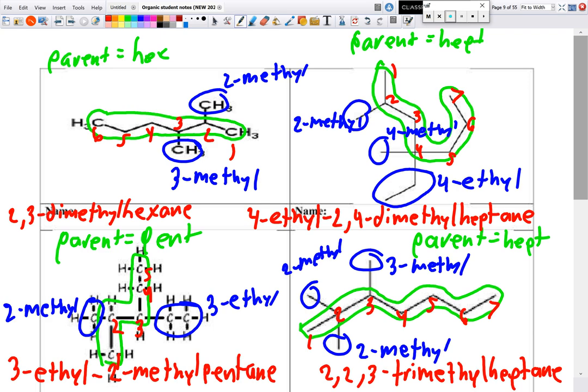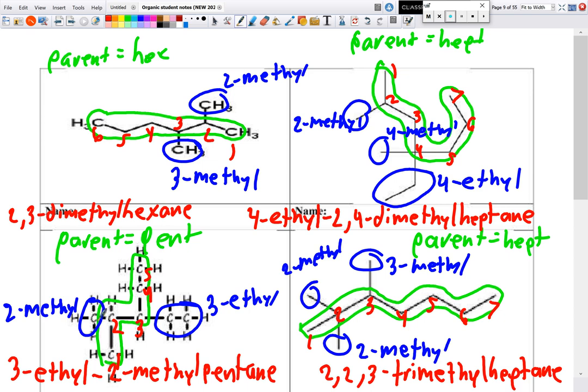All right, and I know this looks like a lot here, but these are the answers. So our first one right here, we can tell we have 2 and 3 methyl, so we go 2,3-dimethyl hexane for that one there. For our other one, our longest continuous chain is hept. We see methyl branches off 2 and 4, and an ethyl off 4 as well. So we have to go 4-ethyl, E comes before M, and then 2,4-dimethyl heptane.